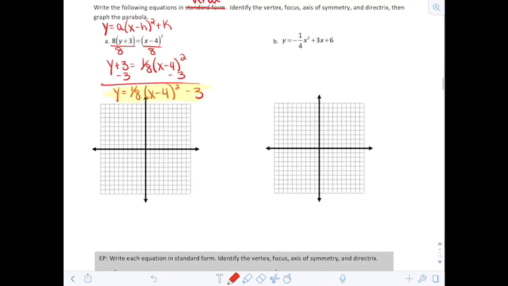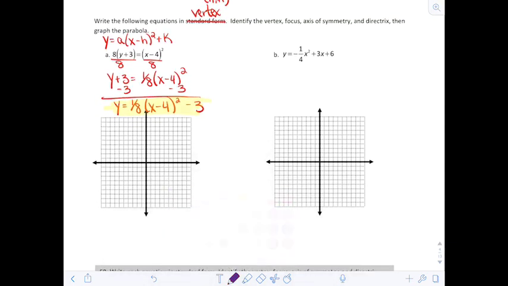So now that they want some characteristics, I know that my vertex is going to be 4, negative 3. This is going to open up because A is positive. It's vertical because it's the x being squared. A is positive, so it opens up. The axis of symmetry, so let's see, 1, 2, 3, 4, 1, 2, 3. It's going to open up. The axis of symmetry is going to be over here at x equals 4.